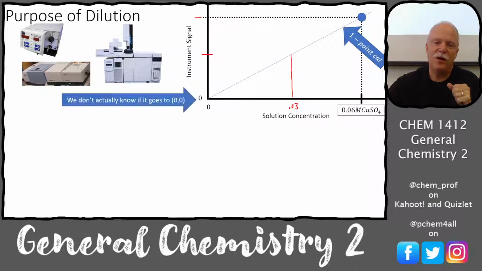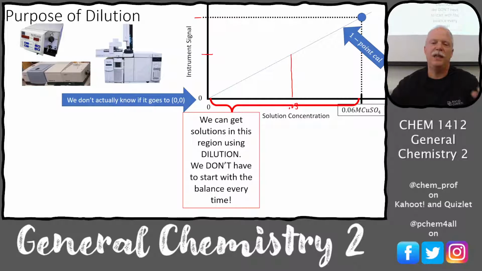But we might be wrong. We really don't know if it goes to zero. There might be some noise in the instrument where it doesn't go to zero signal. It might go to 1/10 of that signal when you go to 0% copper or zero molar copper. And so we can get other solutions in this range between our stock solution and zero by dilution.